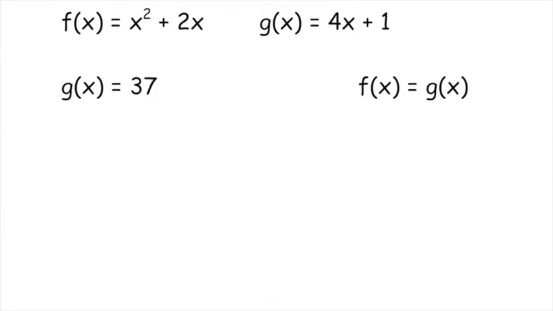Okay, so the next question is quite similar to the one we were just doing. So it's g of x is equal to 37. Now g of x was equal to 4x plus 1, so I can repeat that under g of x. It's a different way of writing g of x. And that is equal to 37. And from here, I'm then solving it to try and find what x is equal to.